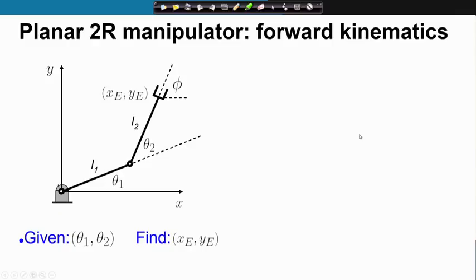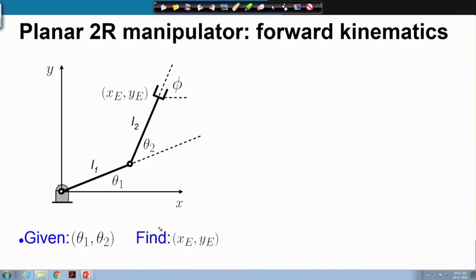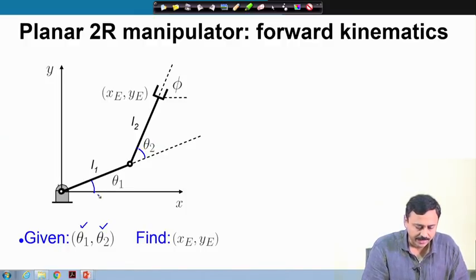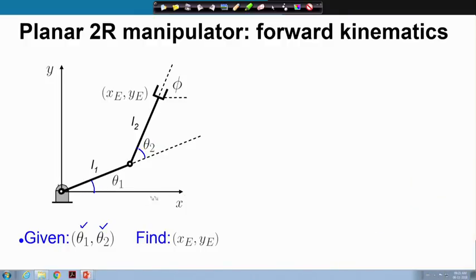We are given theta 1 and theta 2, which are these joint angles. Note how theta 1 and theta 2 are defined. Theta 1 is defined from the x axis to link L1, and theta 2 is defined from link L1 to L2. Now, given theta 1 and theta 2, we have to find out the position of the end effector. So, that is the forward kinematics problem.